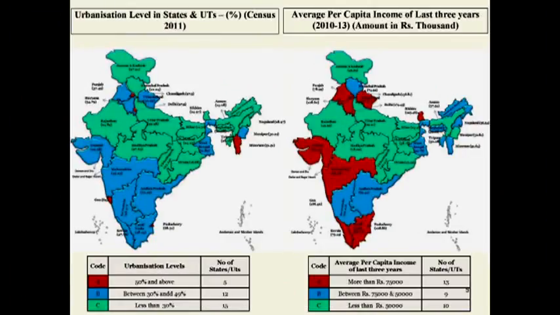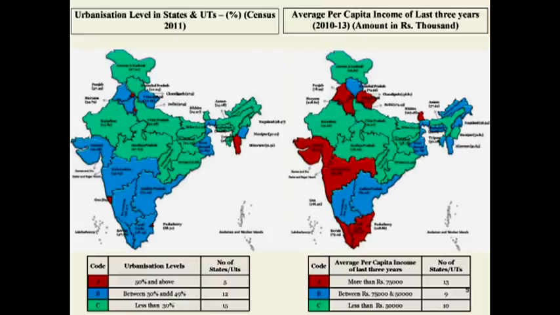This is the next slide which will tell us the status of urbanization of states in our country and their levels of per capita income. And we have taken 3-year average of per capita income so that any aberration or any spikes in per capita income for 1 year is neutralized by taking average. So the 2011 census is showing the urbanization level of states in one map, and the other map, which has got large number of red patches, shows the average per capita income. And you will notice a very high degree of correlation.